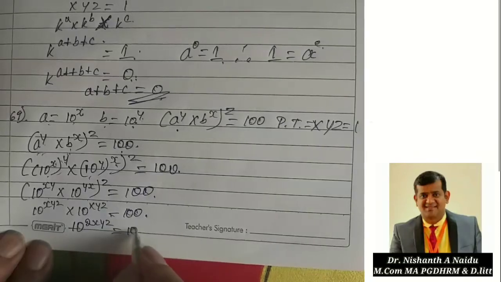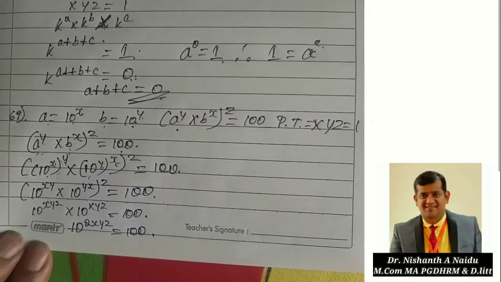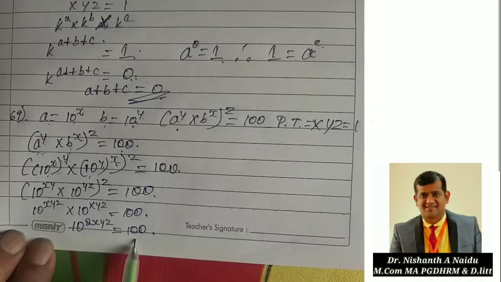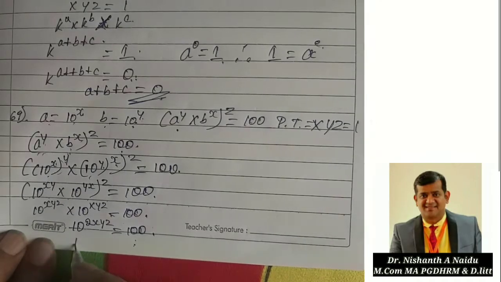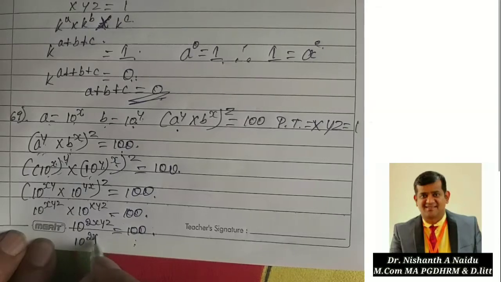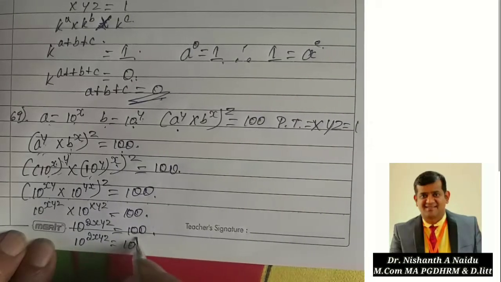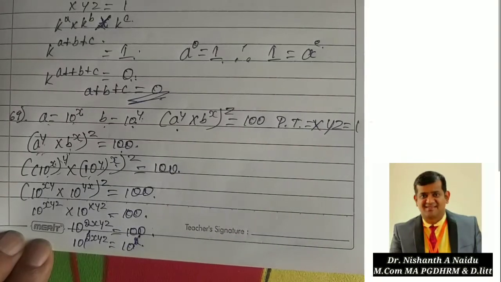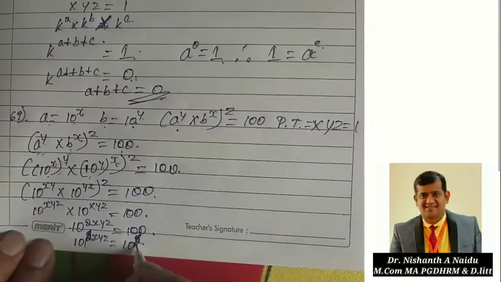10 to the power of 2xyz equals 100. Clear? So now if I wanted to bring an equal equation, that is 10 to the power of 2 is 100. Correct? 10 to the power of 2xyz equals 10 to the power of 2 is 100. So the 10s get cancelled, and this 2 remains here.